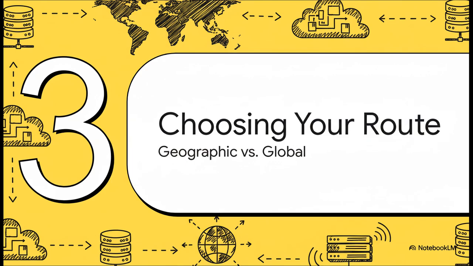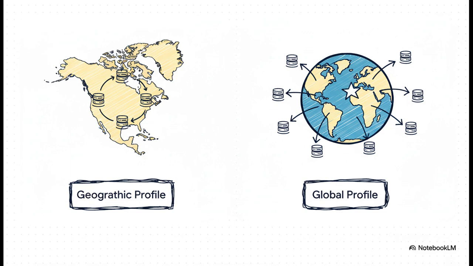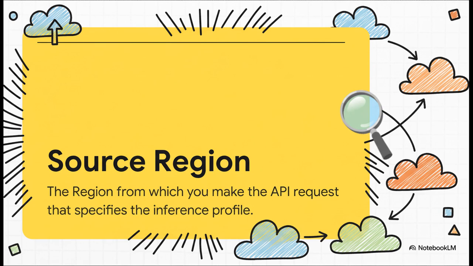All right, so you've got these options. How do you pick the right route for your traffic? Let's break down the two main routing profiles you can use, geographic and global. And this slide perfectly shows you the core trade-off you're making. The geographic profile keeps your requests within a specific area, like the US or the EU. This is your go-to if you have data residency concerns, because those destination regions are fixed. The global profile, on the other hand, routes requests to any optimal region, anywhere in the world, for maximum scale and resilience.